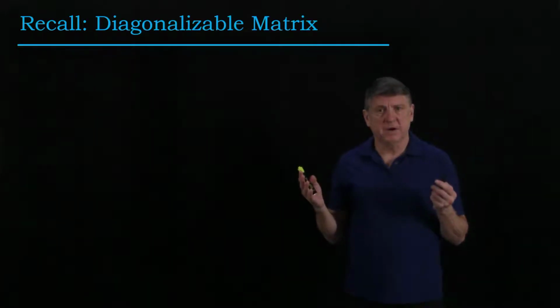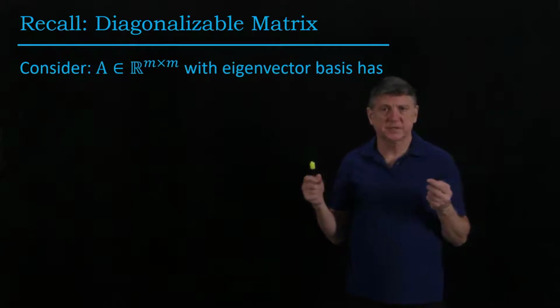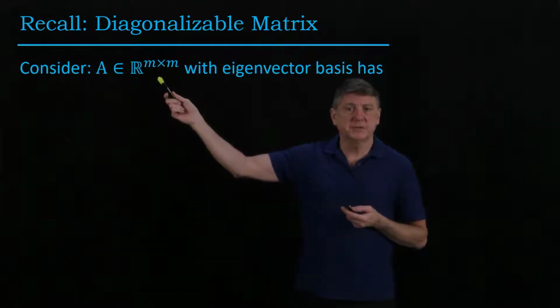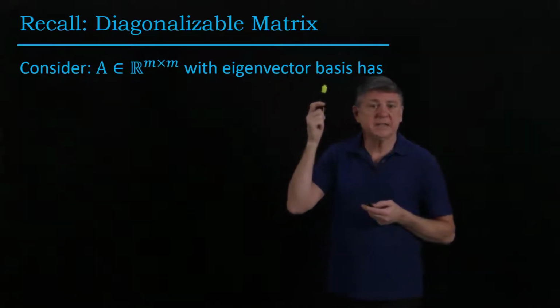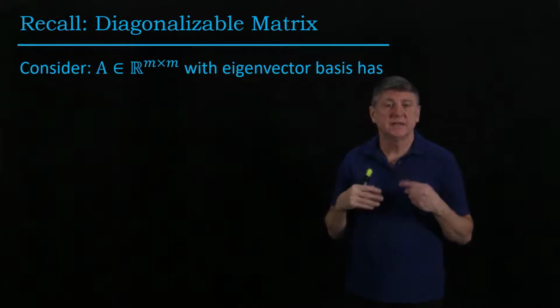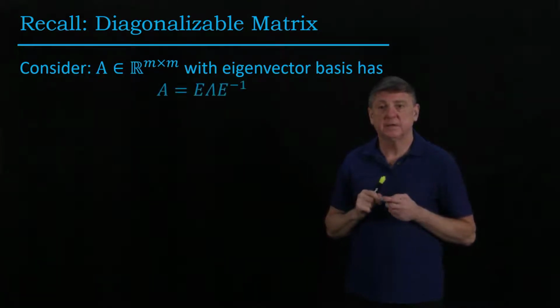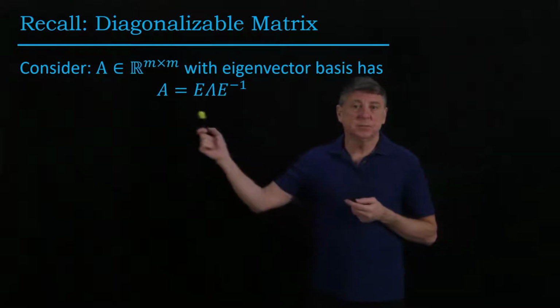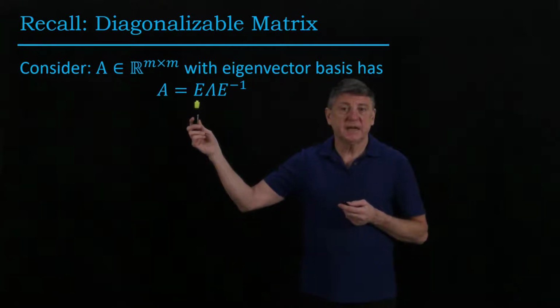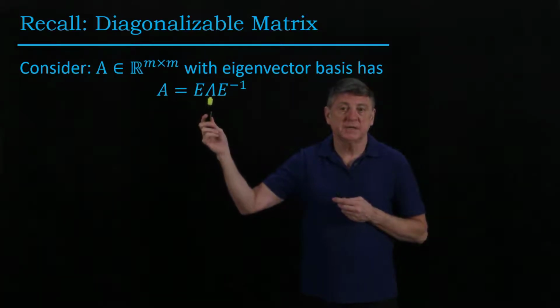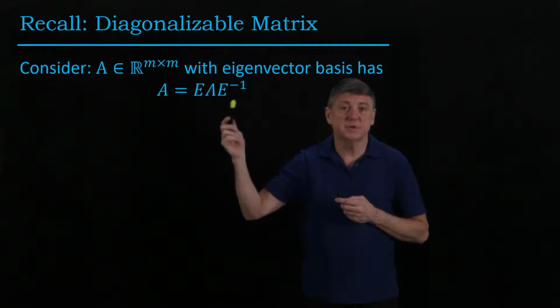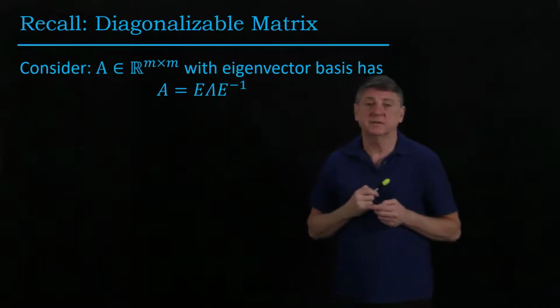So let's begin by recalling a diagonalizable matrix. Suppose that we have a matrix that's square and it has an eigenvector basis. That is, the eigenvectors are linearly independent. This means that we can write the matrix as the eigenvectors collected into an eigenvector matrix, times a diagonal matrix with the eigenvalues, times the inverse of the eigenvector basis.